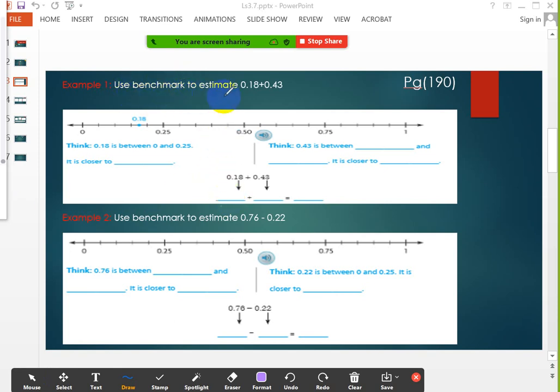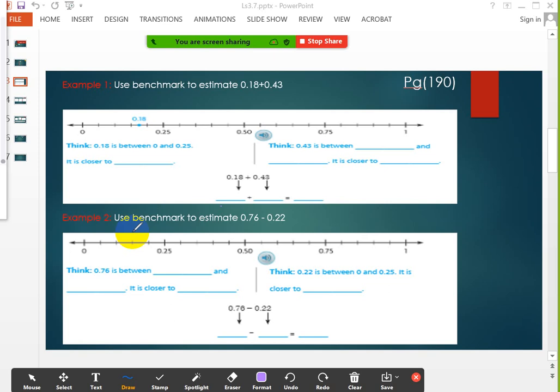Now, use benchmark to estimate 0.18 plus 0.43 hundredths. If I want to use benchmark, you know benchmark, we called it last year the number line. Number line or benchmark, I have to locate the number on the number line and look at the number which is close to it. What is the number that it's close to, and I can round this number to it.